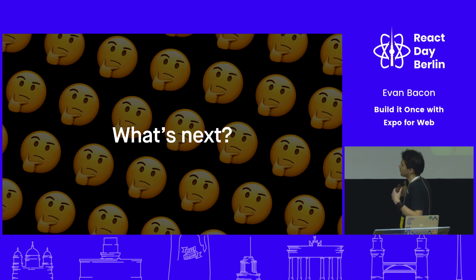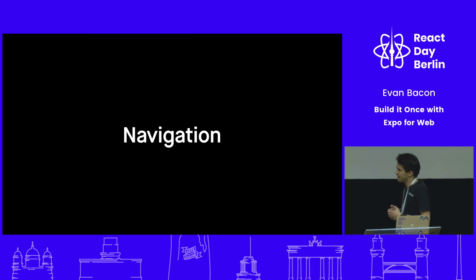So what's next? What do we have to do to make this even better? And the first thing, I think, is just navigation. That's the biggest open question right now. And that is because navigation is such a complex topic. And I mean, there's a whole talk dedicated to React Navigation, which is the Expo navigation library. I recommend you check it out. It's by Satya. He works full-time on it.